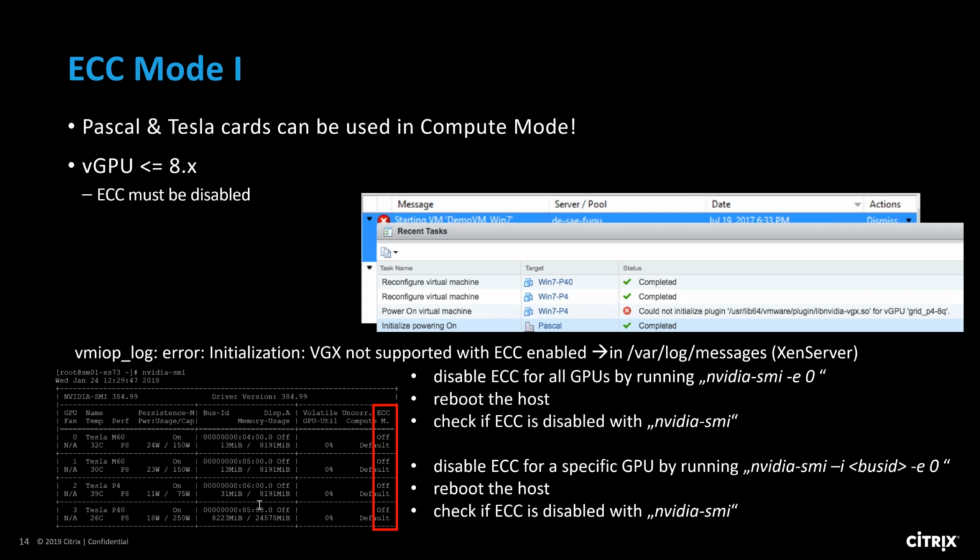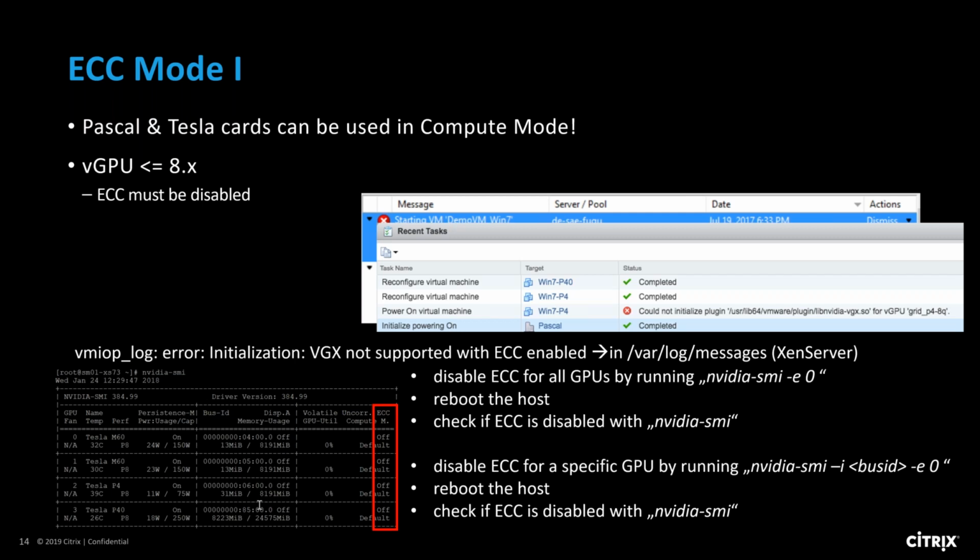You can disable it by issuing the nvidia-smi command, nvidia-smi -i and then the bus ID, or if you want to have all, you only need -e and then 0. That's the strange thing: you issue 0, but you see it off afterwards. You need to reboot the host. That's very important. And for vGPU 9 and above, you can leave it enabled.